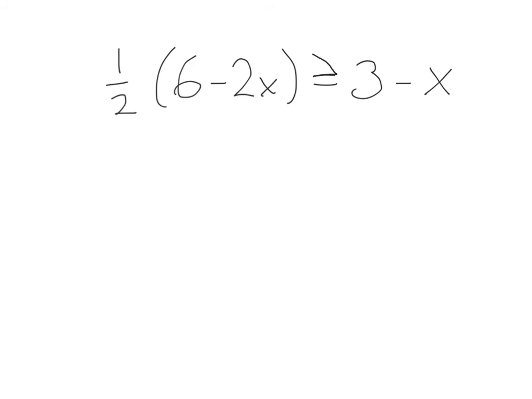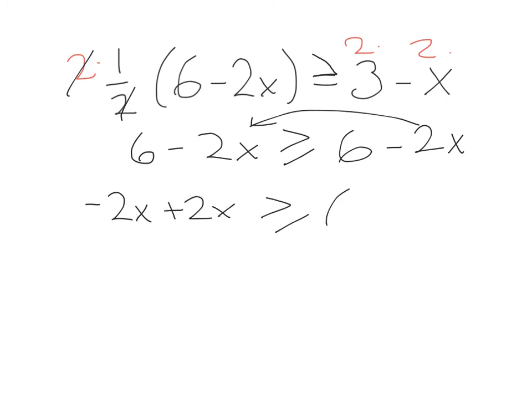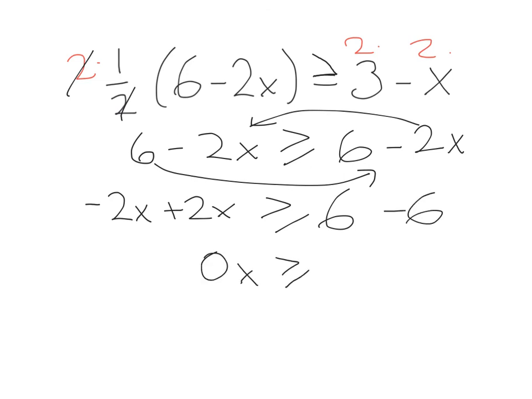So again, let's multiply everything by 2. These terms cancel, leaving us with 6 minus 2x is greater than or equal to 6 minus 2x. Grouping like terms, we'll have minus 2x plus 2x is greater than or equal to 6 minus 6. Now we're looking at 0x is greater than or equal to 0. Or in other words, 0 is greater than or equal to 0.